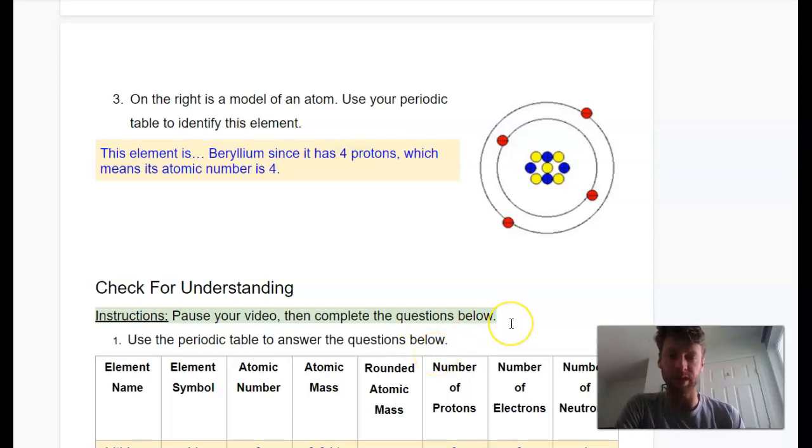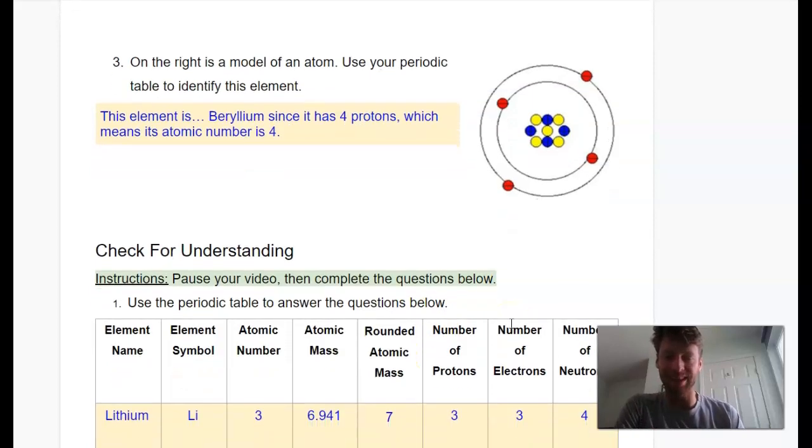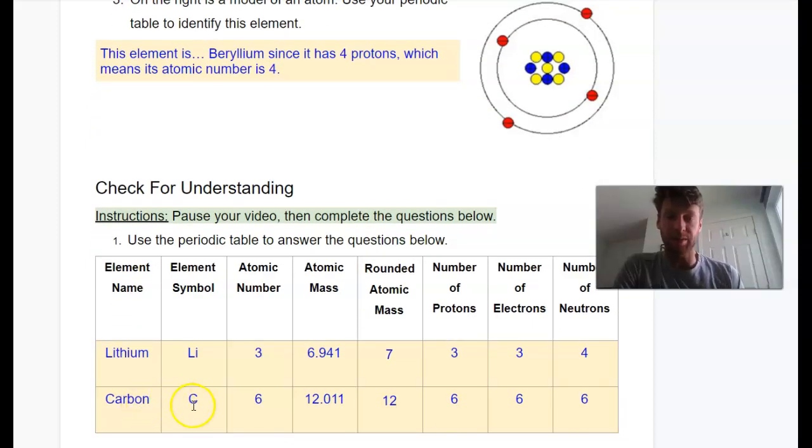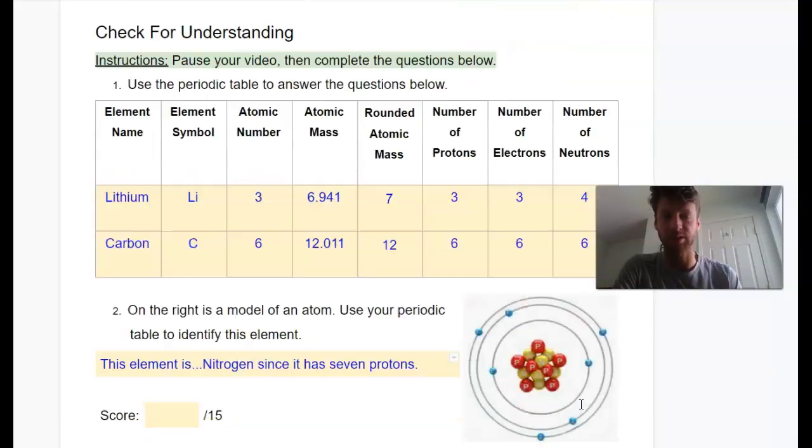All right, let's go through the answer key. First row is lithium. It gives you element symbol is Li, atomic number is 3, mass is 6.941, rounded, that is 7, which means we're going to have 3 protons, 3 electrons, and 4 neutrons. Remember, I told you sometimes the neutrons are going to be different. Great. Carbon, capital C, atomic number 6, 12.011, which rounds to 12, 6 protons, 6 electrons, 6 neutrons.